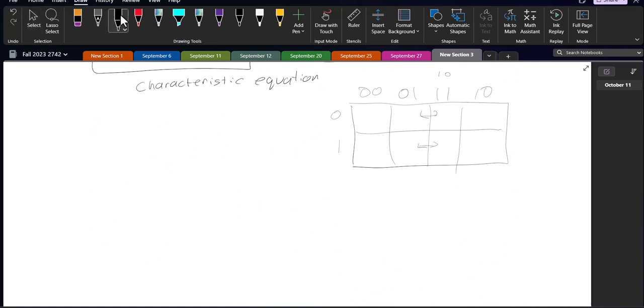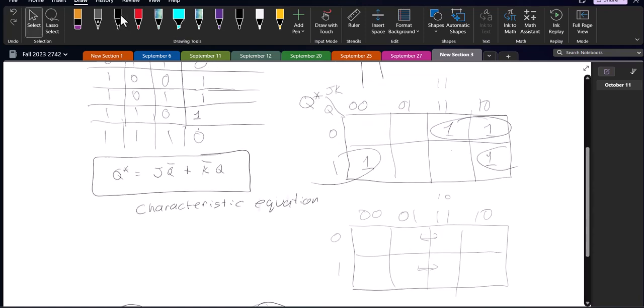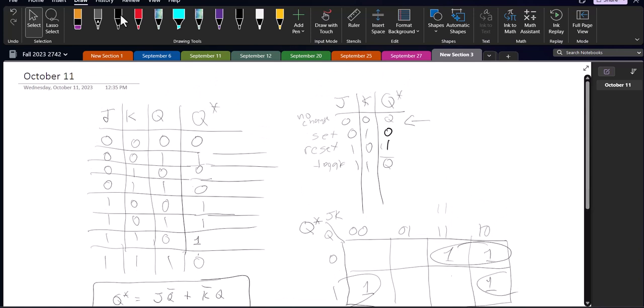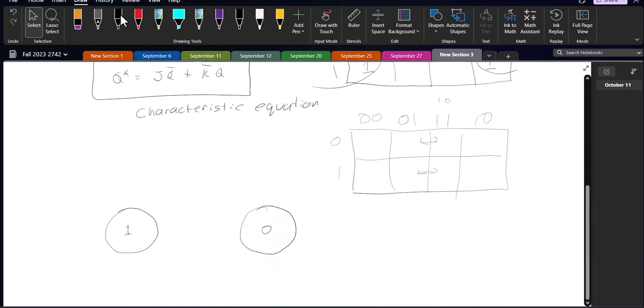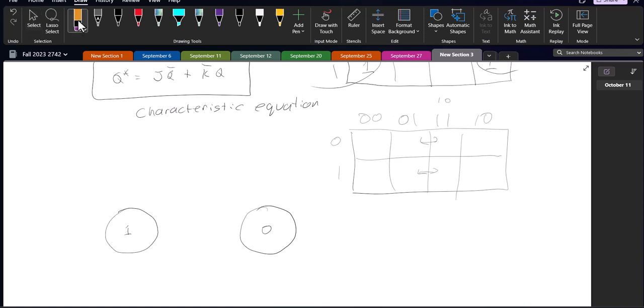Okay, so a state diagram. You have your states, whatever your states might be. And I would call my states here 1 and 0. And 1 and 0 are just what my output is. It's either 0 or 1. And then, depending on what my inputs are, that will tell me what my next state is going to be. So I'm going to put 0 over here and 1 over here.